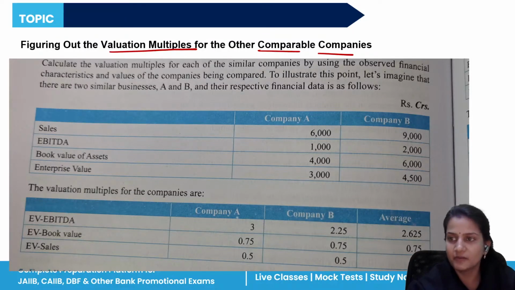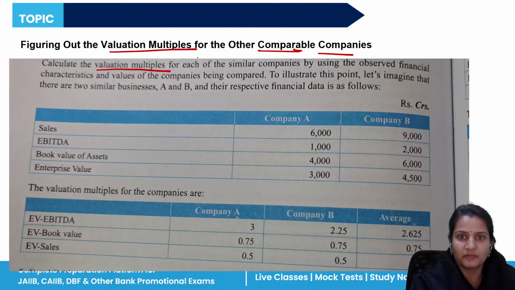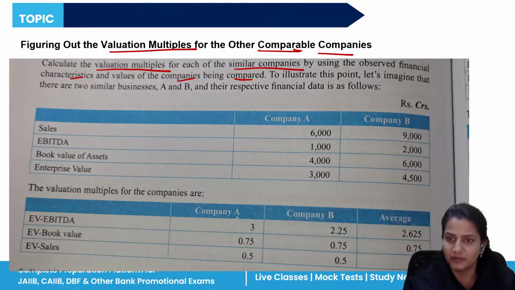Now, if there are many different companies, the comparable companies means those companies with which we are comparing our own company. That is the comparable company. So calculation of the valuation multiples for each of the similar companies by using different financial characteristics, values of the company being compared. So here we have taken two comparable companies, company A and company B, and with their multiples, we are finding the valuation of the company.